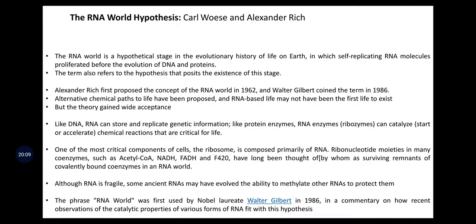Like DNA, RNA can store and replicate genetic information. Like protein enzymes, RNA enzymes like ribozyme can catalyze or accelerate the chemical reactions that are critical for life. One of the most critical components of cells, the ribosome, is composed primarily of RNA. Ribonucleotide moieties in many coenzymes like acetyl-CoA, NADH, FADH, F420 have long been thought to be remnants of coenzymes bound in the RNA world.